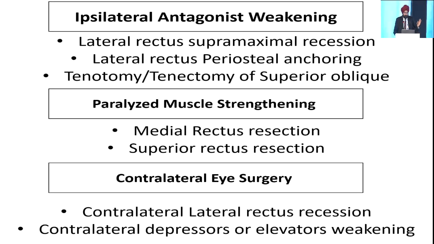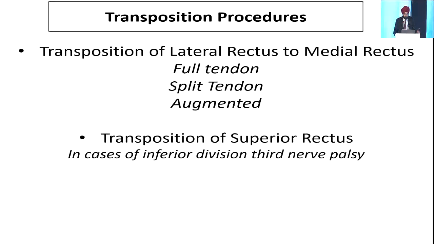And the various options that we have is to weaken the antagonist muscles, as we can see here is the lateral rectus, or the superior oblique, or strengthening the agonist muscles or the paralyzed muscles here, or you have to do a contralateral eye surgery as well, sometimes in aberrant regeneration. I'll show a couple of cases of that as I go along. And you can do transposition procedures as well.